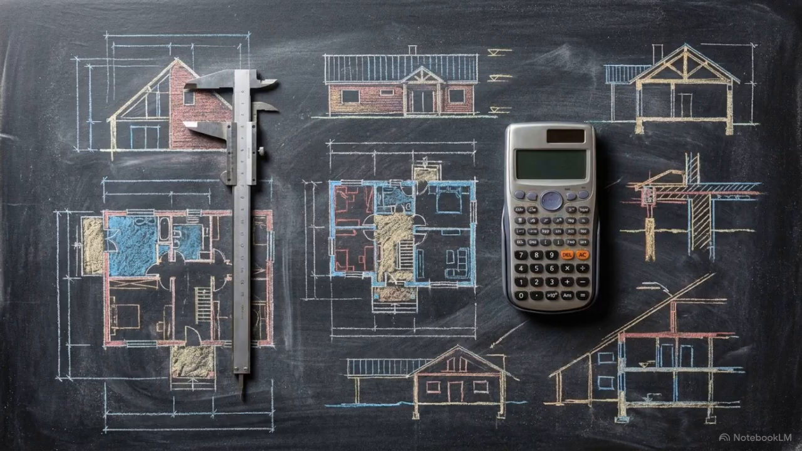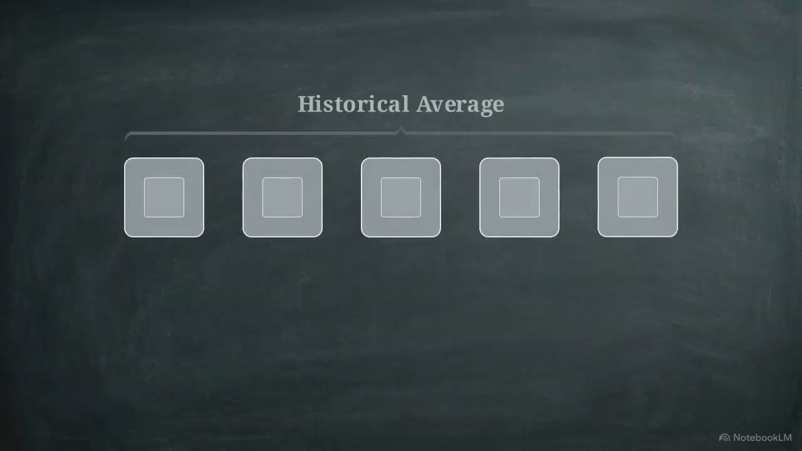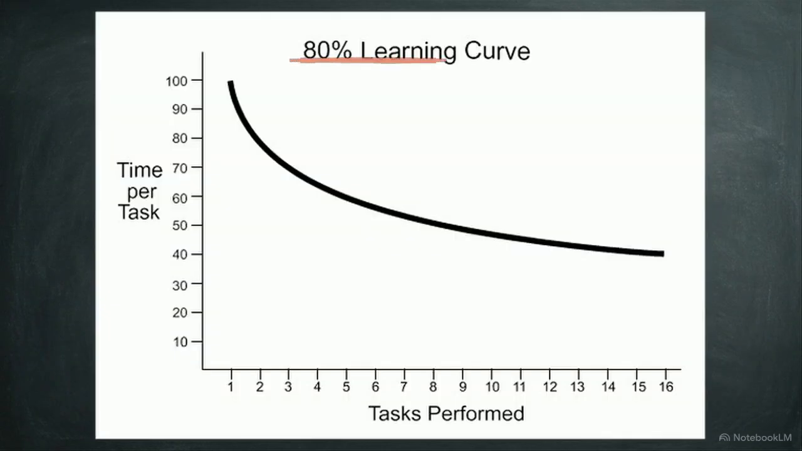They confuse the historical average time of a production run with the actual marginal time it takes to produce the very next unit. To survive a competitive bidding process, you have to deconstruct the standard learning curve model and isolate what that next unit actually costs.